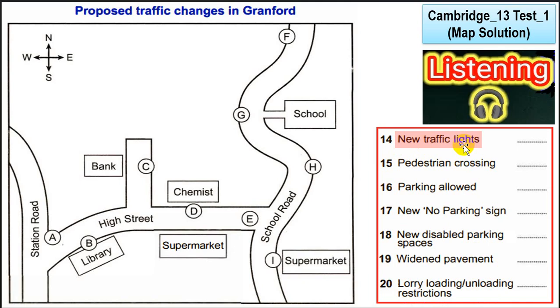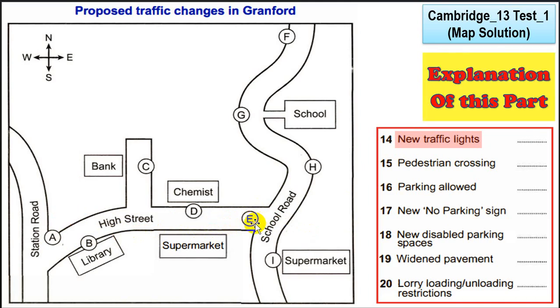OK, so this slide shows a map of the central area of Cranford with the High Street in the middle and School Road on the right. Now, we already have a set of traffic lights in the High Street at the junction with Station Road, but we're planning to have another set at the other end at the School Road junction to regulate the flow of traffic along the High Street.